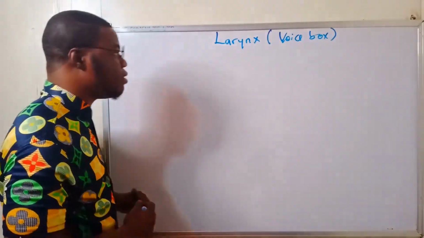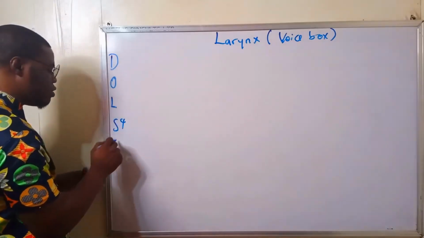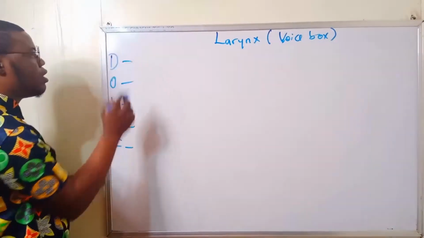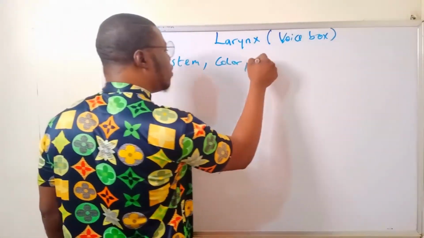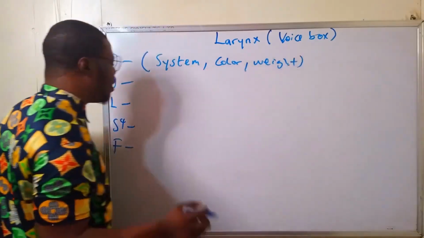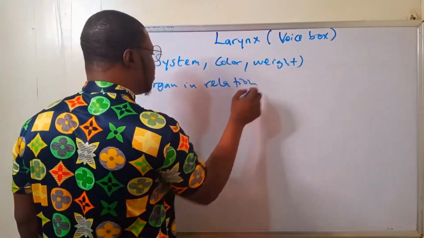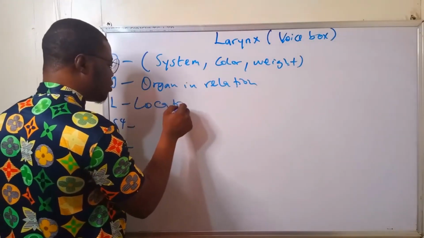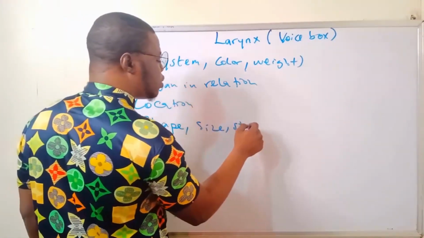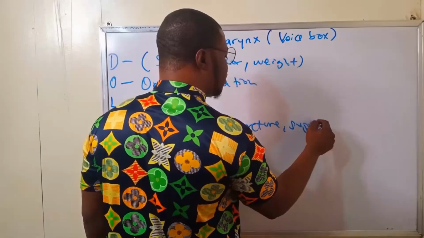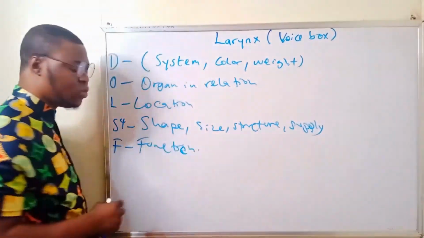Now, to describe the larynx, let's use our acronym properly: DOLS raised to power 4 F. The D is description. It contains the system, the color, and the weight. The O is organ in relation. The next one is location. The first S stands for the shape, the size, the structure, and the supply. And the last thing is function. Now let's take a look at these one after the other.